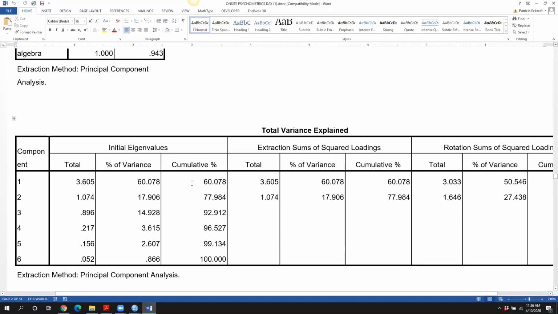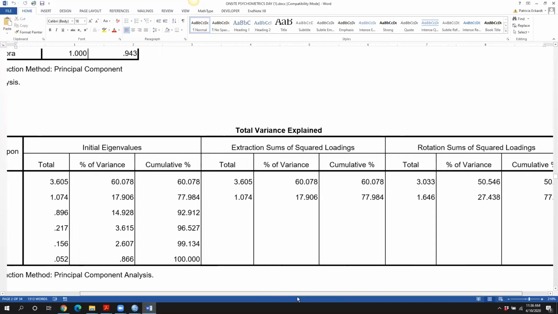If there's only 1 factor, we're explaining 60% with the initial eigenvalues. And if we do a 2-factor model, we're at 77. If we do a 3, we're at 92. But it's actually 78 if you round that up, but it looks like it's thinking it's a two-factor model.